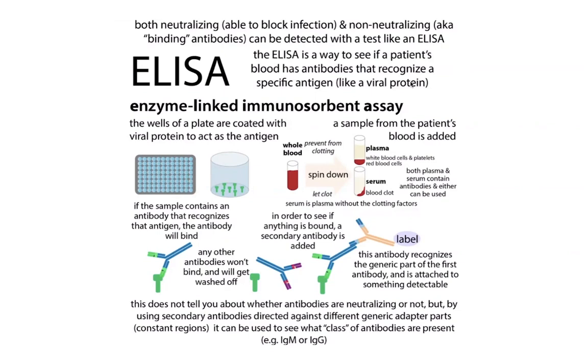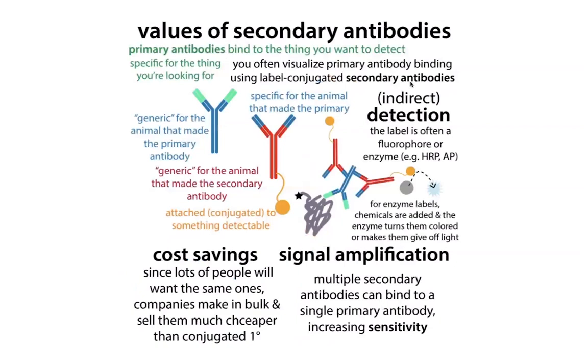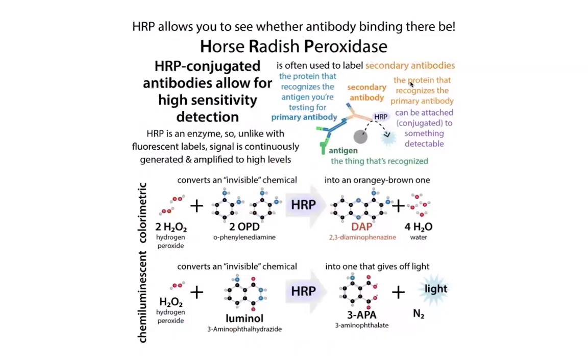We call it an ELISA, or enzyme-linked immunosorbent assay, because often one of the antibodies that we're using is going to be attached, or again, we can call it conjugated, to an enzyme that's going to allow us to detect it, such as HRP, which is going to convert a chemical into a product that we can see.